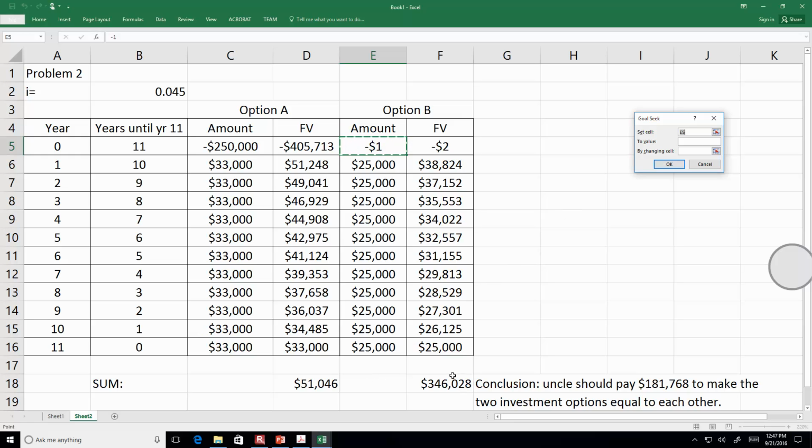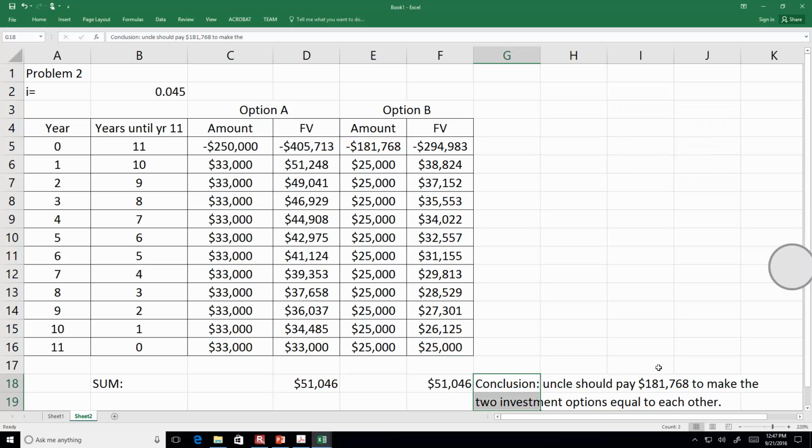So we're going to set, we want this cell to be equal to the 51046 by changing the price that would be paid in year 0. And then you tell it to iterate, and it goes and finds the amount. So it's 181,768. So that's what I wrote down here, is that if your uncle pays that amount, then the two investment options are equal.